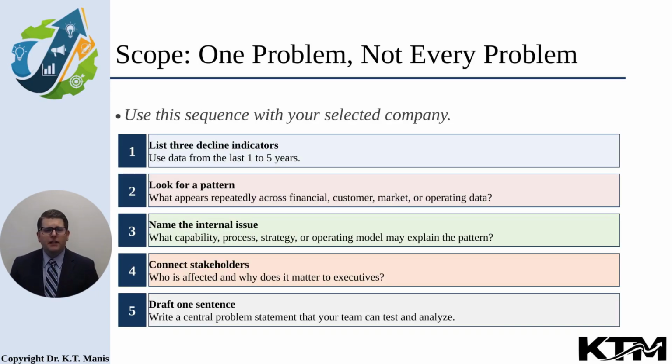Here is a 5-step process to help you get started. First, list 3 decline indicators from the last 1 to 5 years. Second, look for a pattern across the data. Third, name the internal issue that may explain the pattern. Fourth, connect the issue to stakeholders. Fifth, draft one clear problem statement. The final test is simple. Does your statement explain the real business issue, or does it only describe the symptom? If it only describes the symptom, keep working. If it identifies a focused, evidence-based issue that executives would care about, you have a strong foundation for your analysis. That is the difference between a weak business memo and a serious consulting engagement.